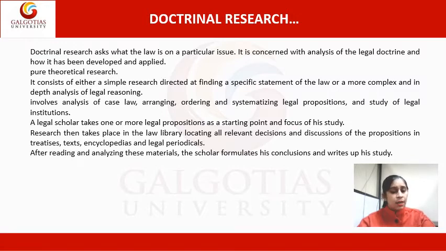study. The researcher then takes place in the law library, locating all relevant decisions and discussions of the proposition in treatises, texts, encyclopedias, and legal periodicals. After reading and analyzing these materials, the scholar formulates his conclusions and writes up his study.